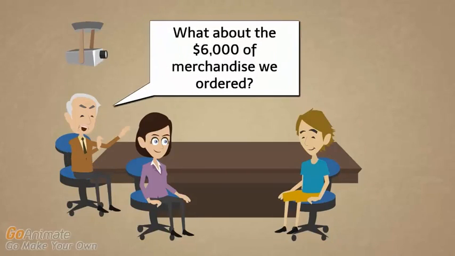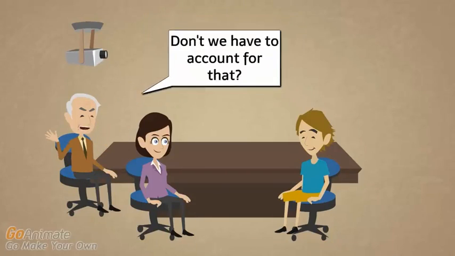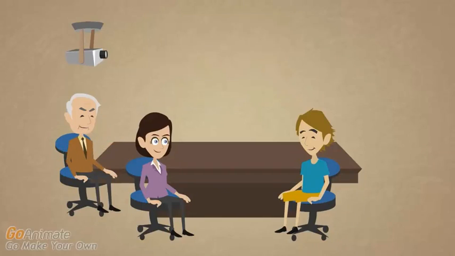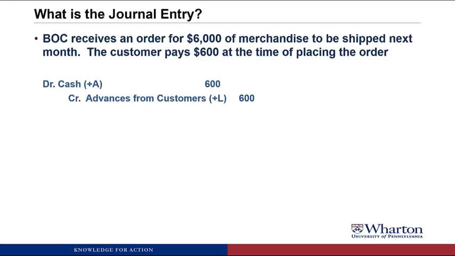What about the $6,000 of merchandise we ordered? Don't we have to account for that? No, we only account for the $600 because that's the only part where there's been a transaction or exchange, because we received $600 cash. For the other $5,400, that's all future stuff. That's all promises. We don't have a liability yet because there's no obligation that's based on benefits or services that we've received. Not until we exchange cash, goods, or services equal to $5,400 in the future will we have to record that part of the transaction.